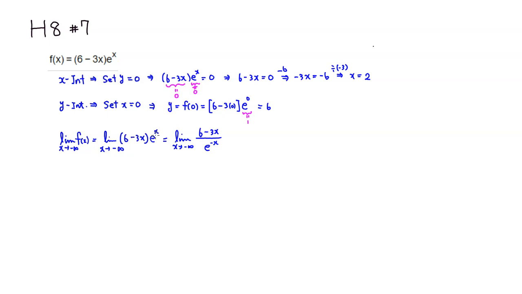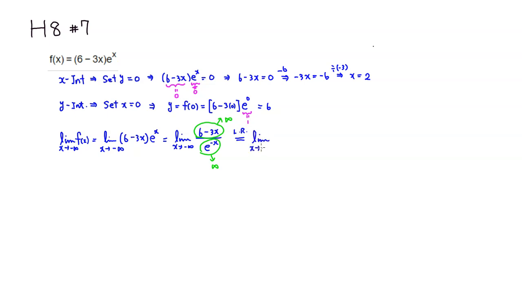Then we can use L'Hopital's rule, because as x approaches negative infinity, our numerator is going to be 6 minus 3 times negative infinity, so it's 6 plus infinity, which goes to infinity. As x approaches negative infinity, e to the negative negative infinity is e to the infinity, so this also approaches infinity. When you have infinity over infinity, we know that we can apply L'Hopital's rule. So if you do that, then you have a limit.